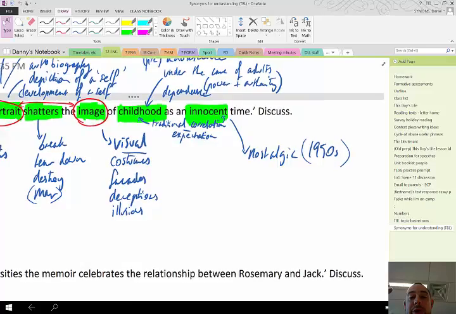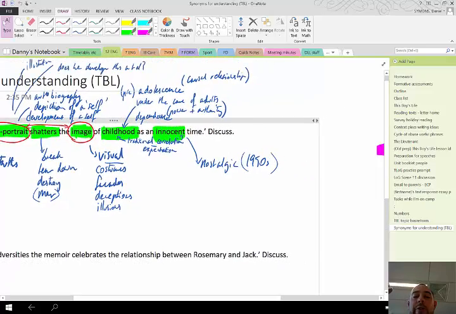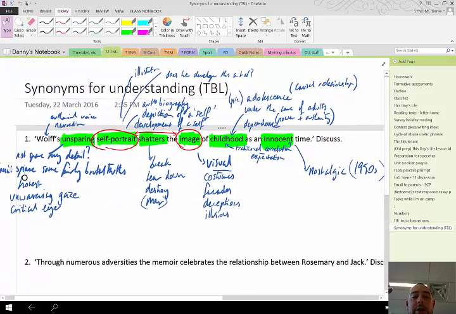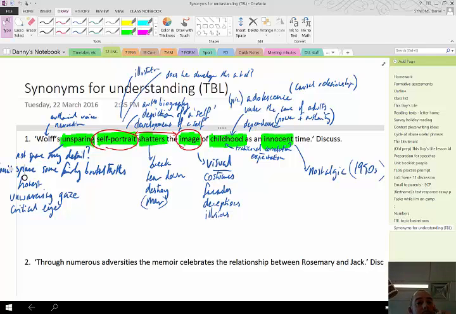Luckily that was at the end rather than at the start, but hopefully I've been able to demonstrate to you that when we look at this issue now, Woolf's unsparing self-portrait shatters the image of childhood as an innocent time. You now have a much better understanding of that topic. You also have a whole bunch of language now with which to articulate your thoughts on it. Hope that's been good.